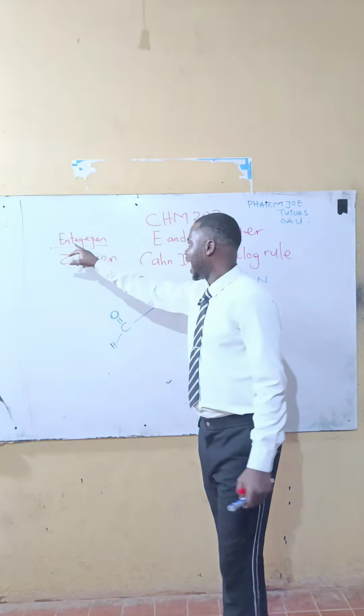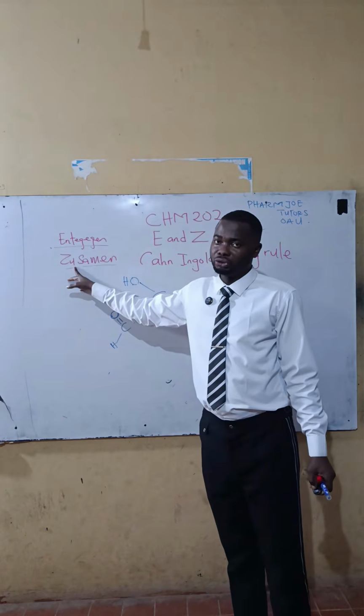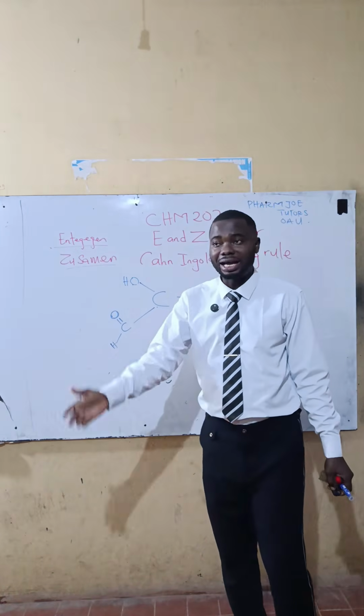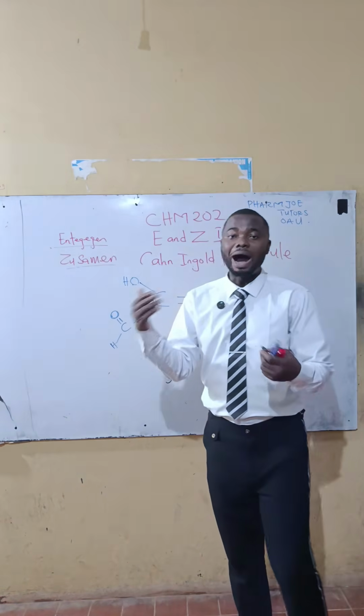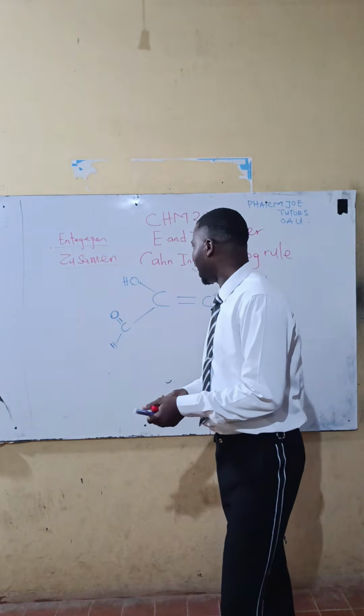Now, E means entgegen, and Z means zusammen, they are German words. E and Z isomer, cis and trans, they are applicable to alkene. I mean C double bond C. They are applicable to alkene. Now, how does this work?